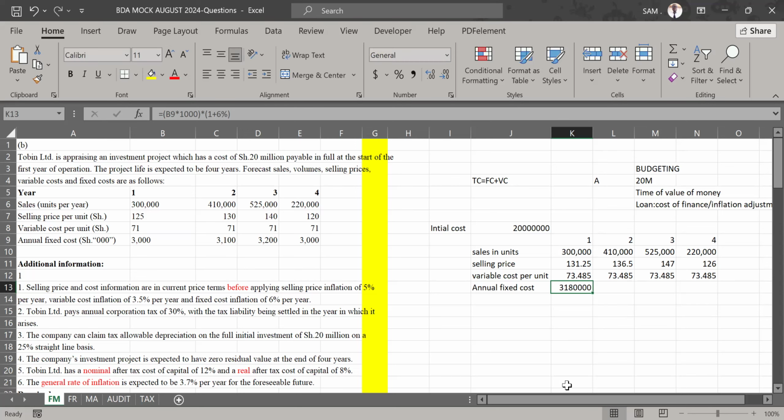Now, the figure I have there has now taken care of inflation adjustment. And we've also taken care of the 1,000, right? So because of that, I can just autofill to the rest of the years to year number 4, like that. Are we together up to that point? Confirm to me that we are together. Very good, very good. I see we are together. Very, very good.